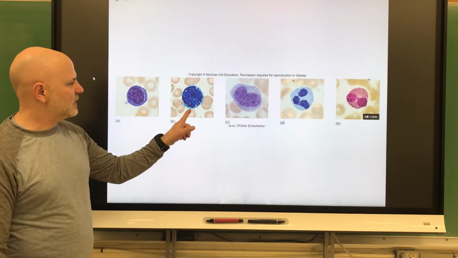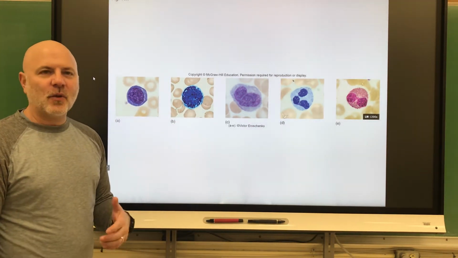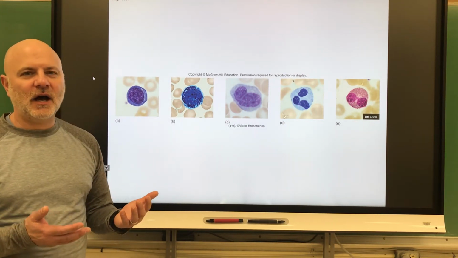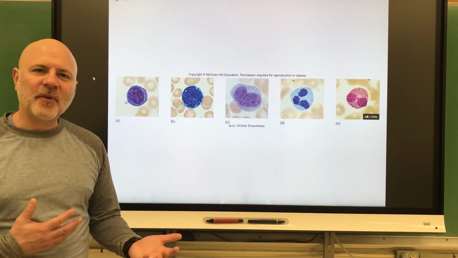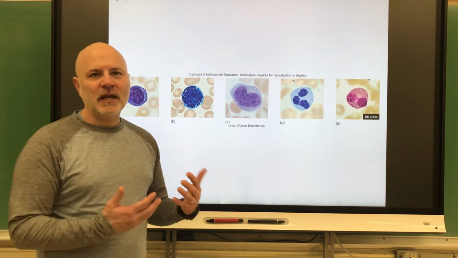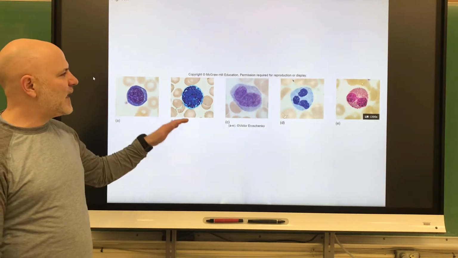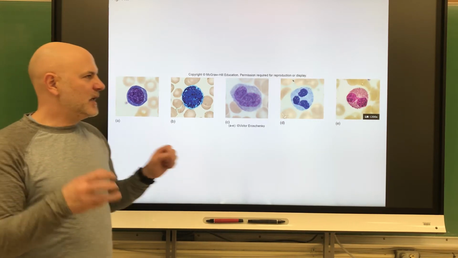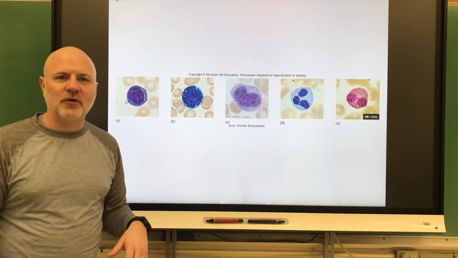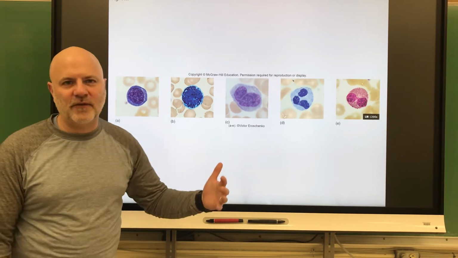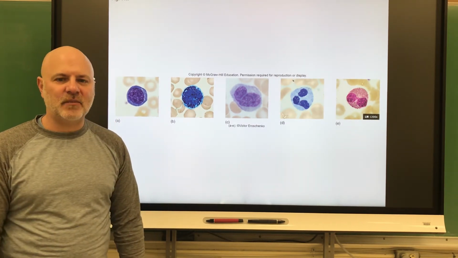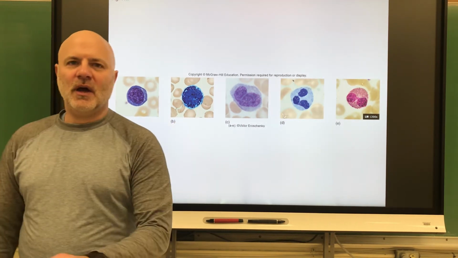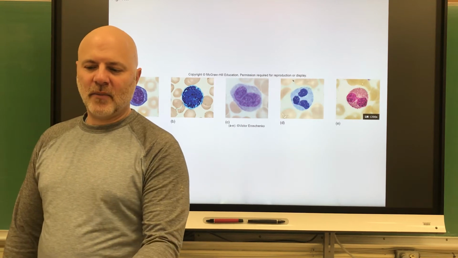Next are basophils. So this is a basophil right here. These are white blood cells that release histamine and heparin. Now, histamine causes inflammation, and heparin is an anticoagulant. It inhibits blood clotting. And so what that does is it increases blood flow to these damaged areas. So histamine actually draws neutrophils to the area, and you get a lot of blood flow, so you get more white blood cells to a damaged area. Eosinophils and basophils are very low percentages of the white blood cells that we have in our body.